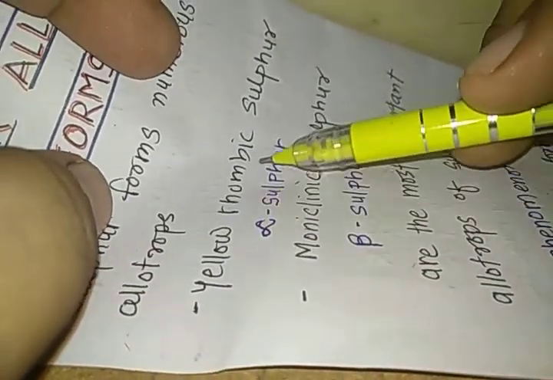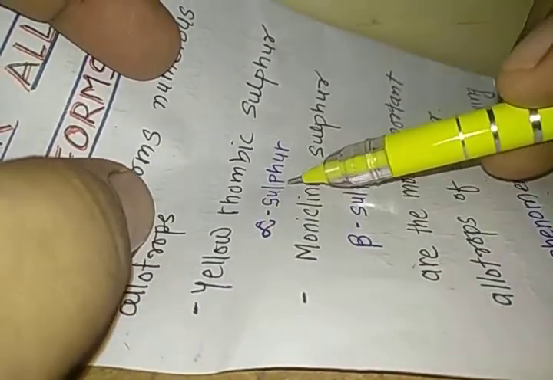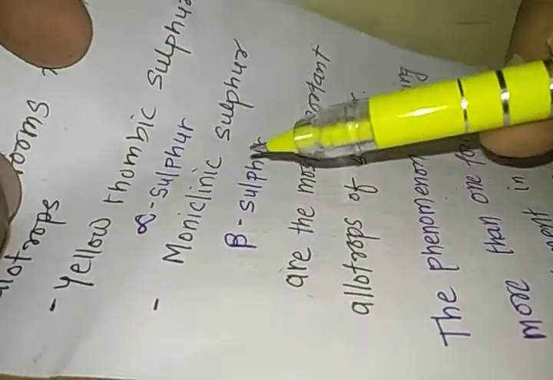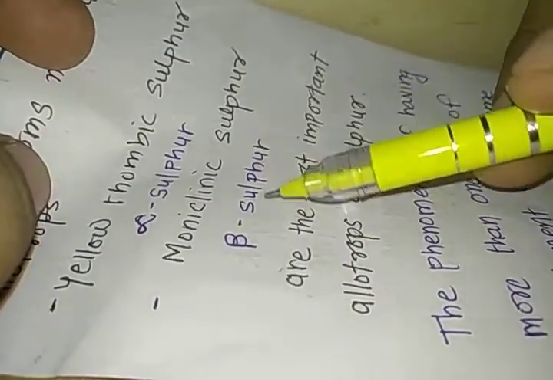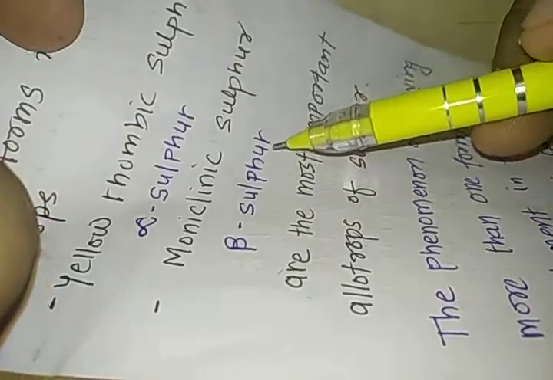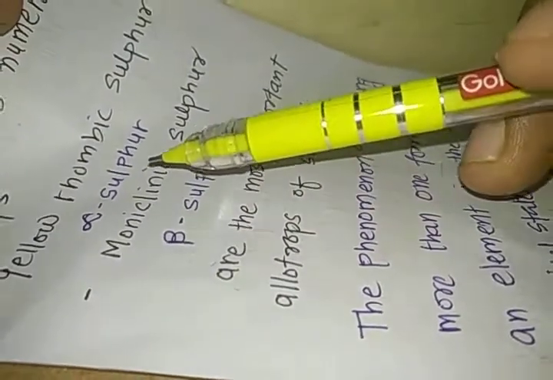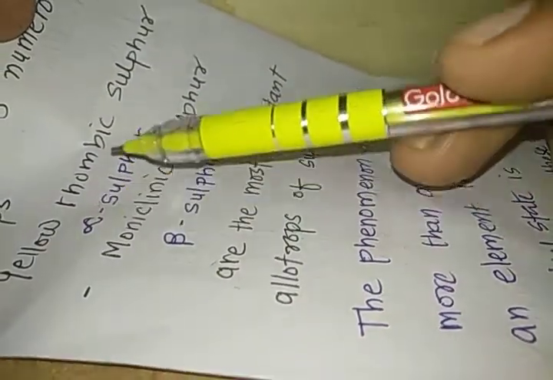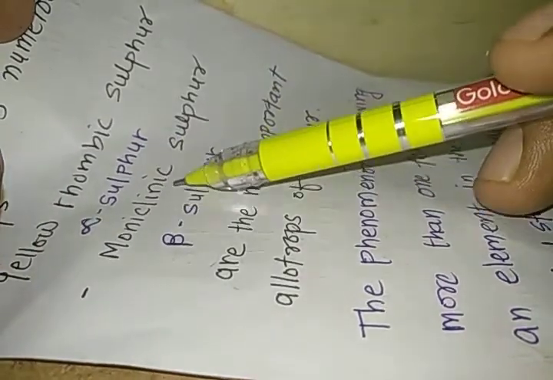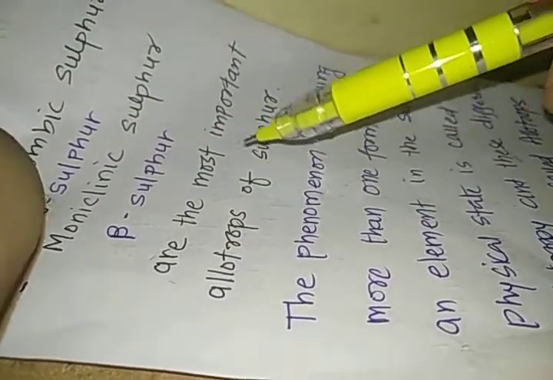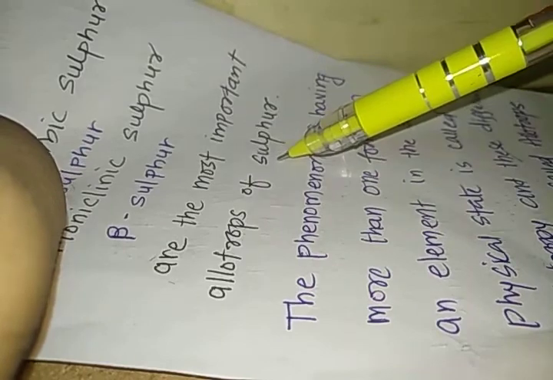Sulfur forms numerous allotropes. The first one is yellow rhombic sulfur, which is also known as alpha sulfur. The second one is monoclinic sulfur, which is also known as beta sulfur. There are many, but yellow rhombic sulfur and monoclinic sulfur are the most important allotropes of sulfur to be studied. Now we should understand a definition.